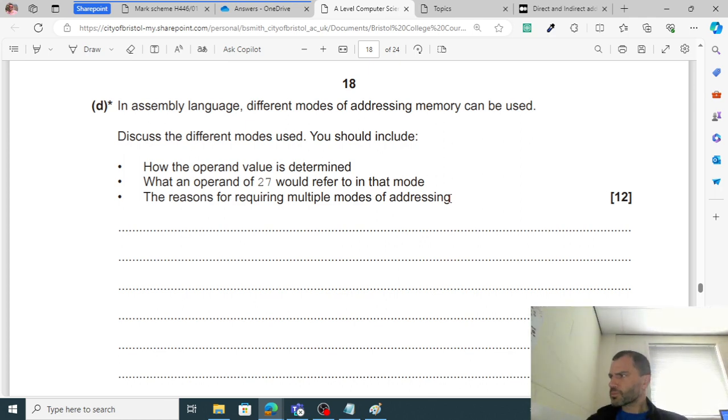It depends on that use case, and so that's what they're asking you to do. Explain everything you know about addressing, then explain how you would use that for an example 27 application. Then you evaluate it, saying what the differences are: the benefits of immediate over direct, then indirect over direct, and then finally indexed addressing.